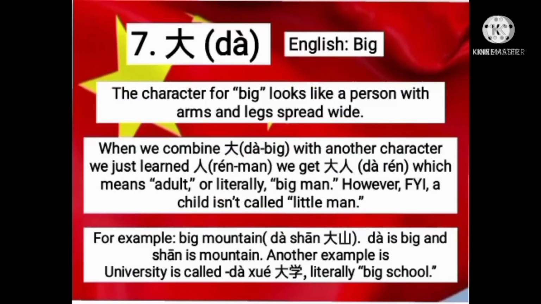Number 7 is Da, in English, big. The character for big looks like a person with arms and legs spread wide. When we combine Da with another character we just learned, Ren, we get Da Ren, which means adult, or literally big man. For example, Da Shan, which means big mountain. Another example is Da Xue, in English, university, literally big school.